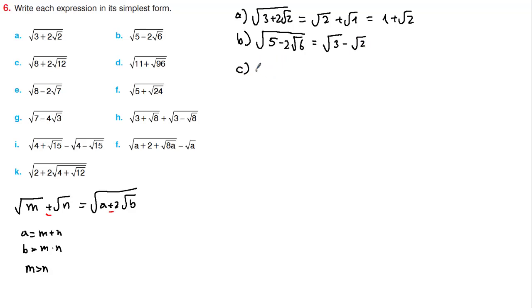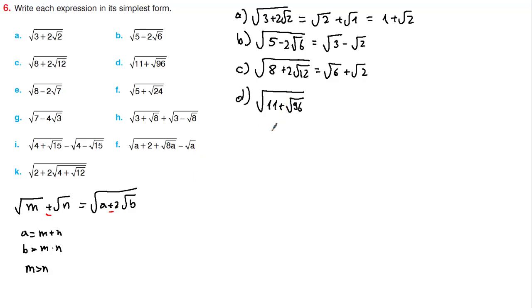Under C, we have square root of 8 plus 2 root of 12. Two numbers that add up to 8 and multiply to 12. It should be root of 6 plus root of 2. Under D, we have square root of 11 plus square root of 96. Now, if you pay attention, this root here is not of this form because clearly it's missing this coefficient 2 in front of square root of b. So we are missing a 2 here.